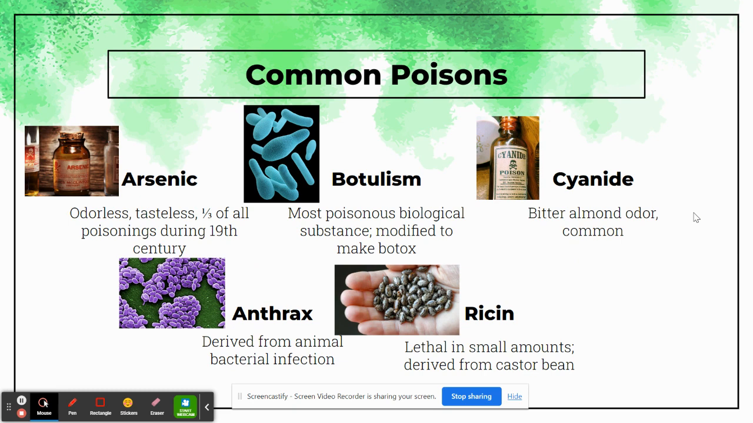So some common poisons that we see. When you guys did the Pick Your Poison project, you got a little bit of insight into a lot of poisons that could be used in humanity.